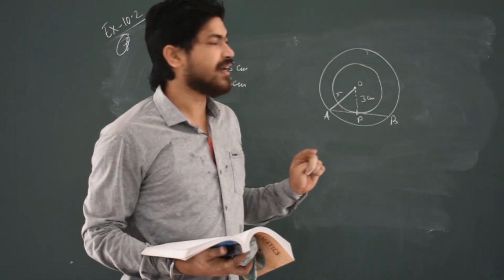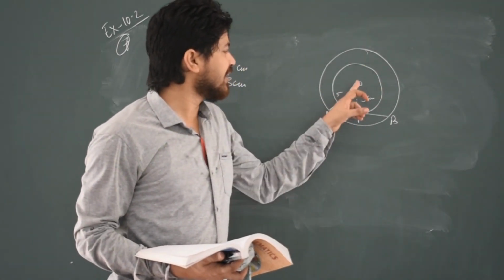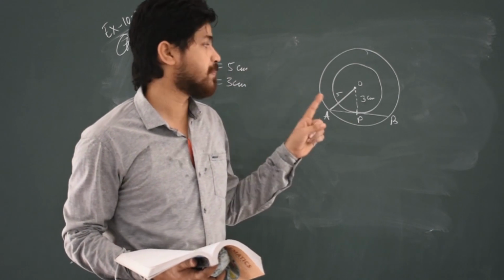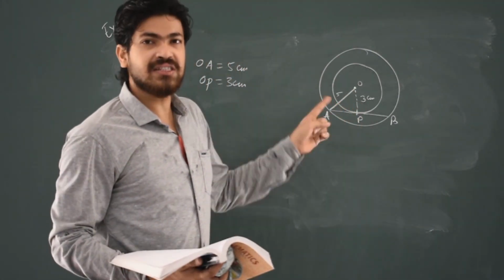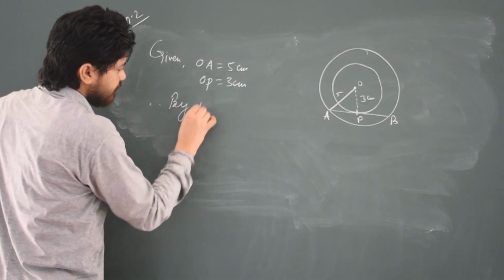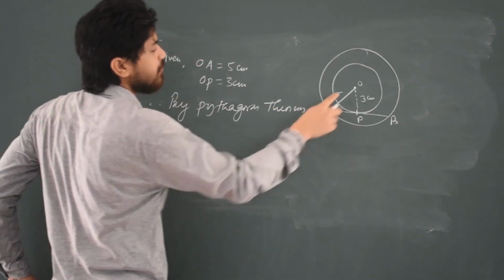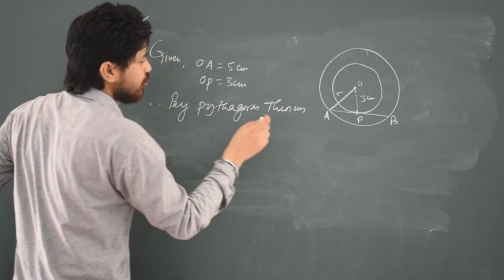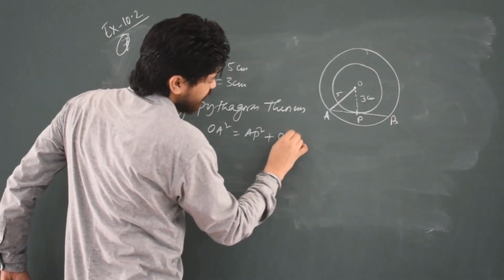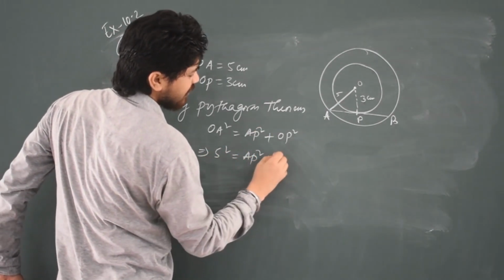We just made it. Now we need to find the length of AB. To find it, we joined OP and OA, and OP is 3 cm. Why? Because OP is the radius of the smaller circle, given as 3 cm. OA is the radius of the larger circle, given as 5 cm. Got it? So we can apply the Pythagoras theorem in triangle OAP. So OA square equals AP square plus OP square. OA square is 5 square, equal to AP square, which we need to find, plus OP square, which is 3 square.